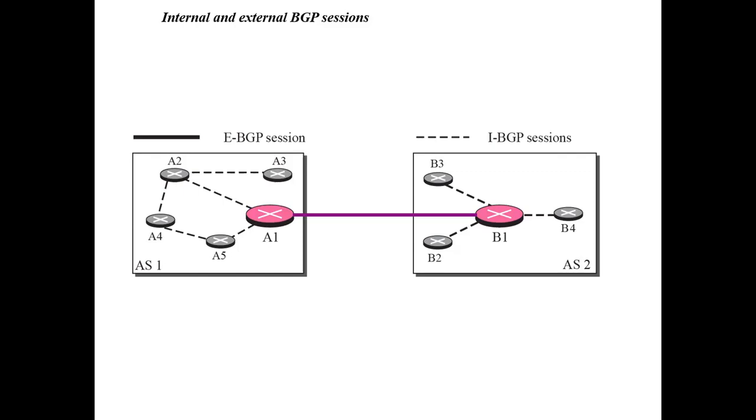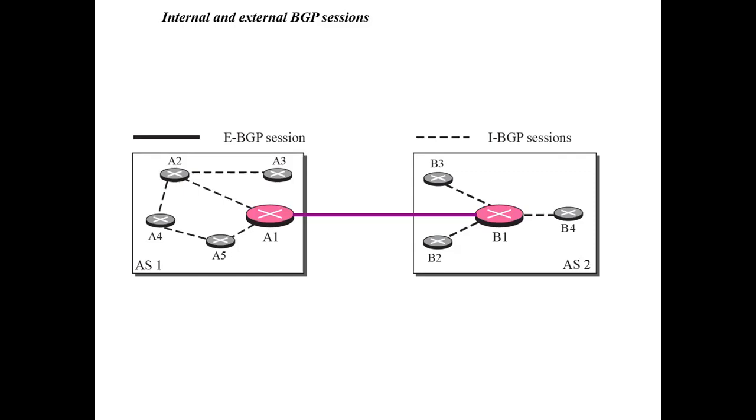We communicate between the two autonomous systems using one of the routers as a bridge. Similarly here, you communicate from autonomous system 1 to autonomous system 2 only through communication between routers A1 and B1.